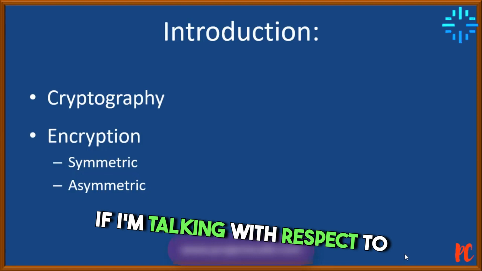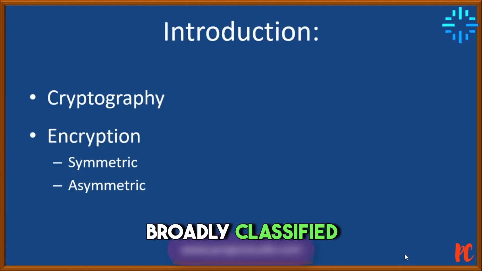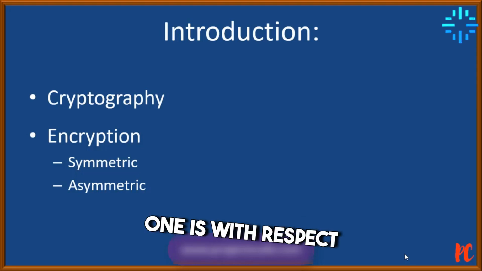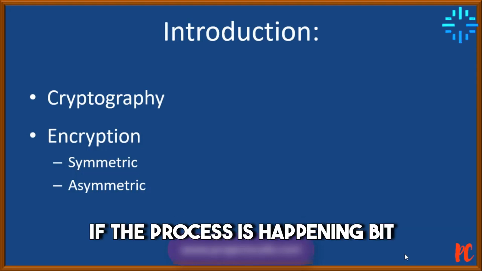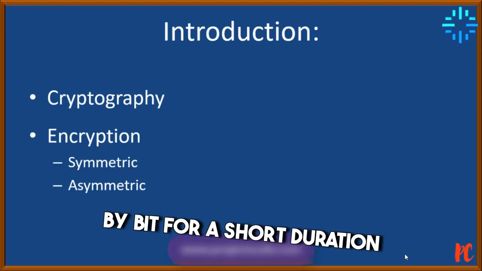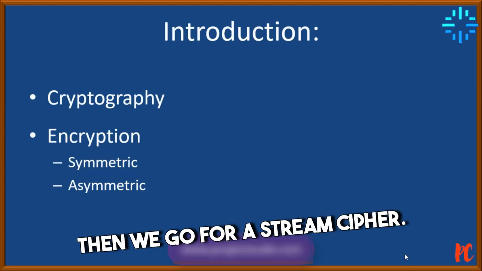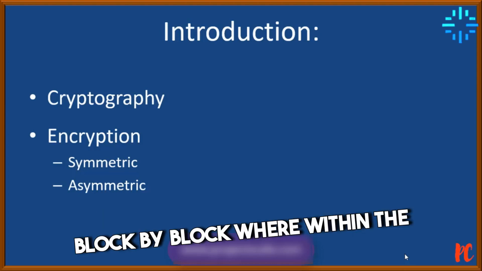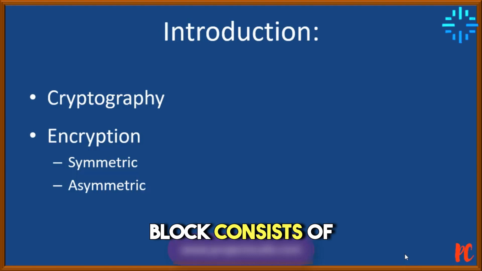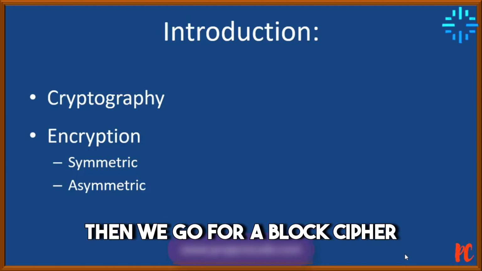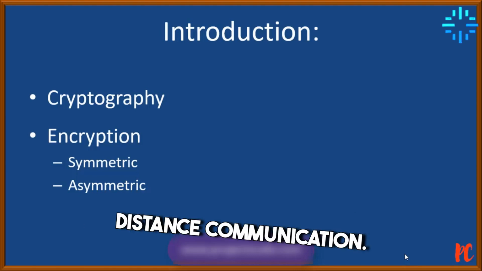With respect to encryption, it can be broadly classified into two streams. One is the stream cipher, one is the block cipher. If the process is happening bit by bit for a short duration of length, then we go for a stream cipher. But if the process is happening block by block, where each block consists of a group of bits, then we go for a block cipher, which is used for longer distance communication.